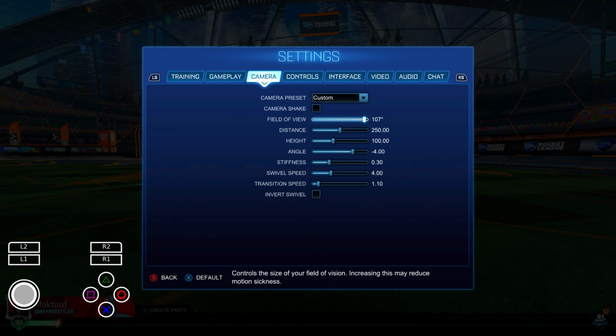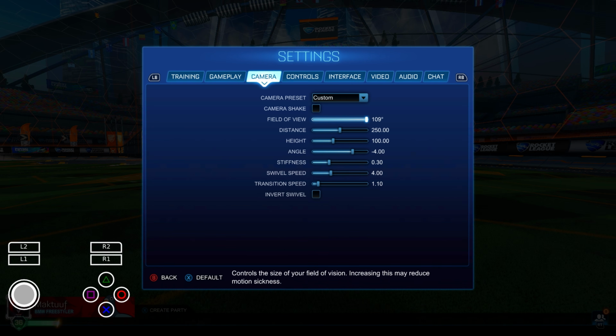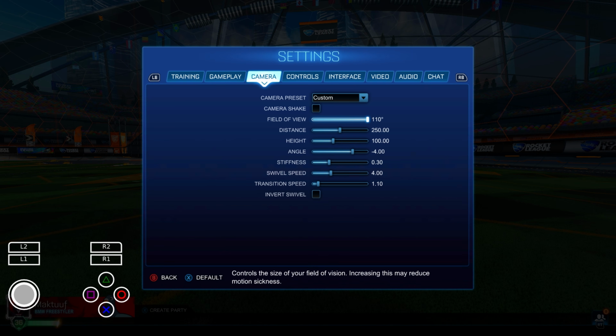So I wouldn't really go underneath 107, 106. I would probably go beyond that. The max you can get is 110, so that's what I choose.